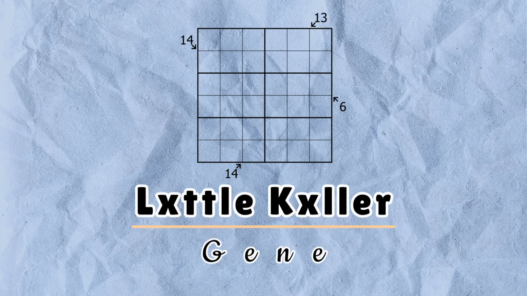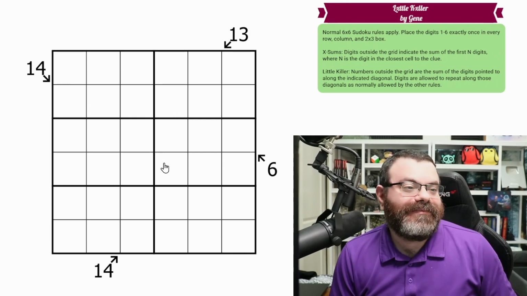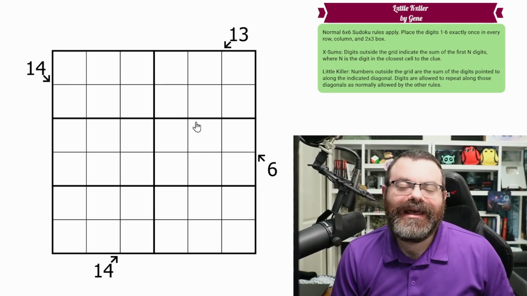Hello, let's continue our Sudoku adventure with Lxttle Kxller by Gene. All right, so this is a little killer X-sum puzzle. Should be interesting. Let's go over the rules.